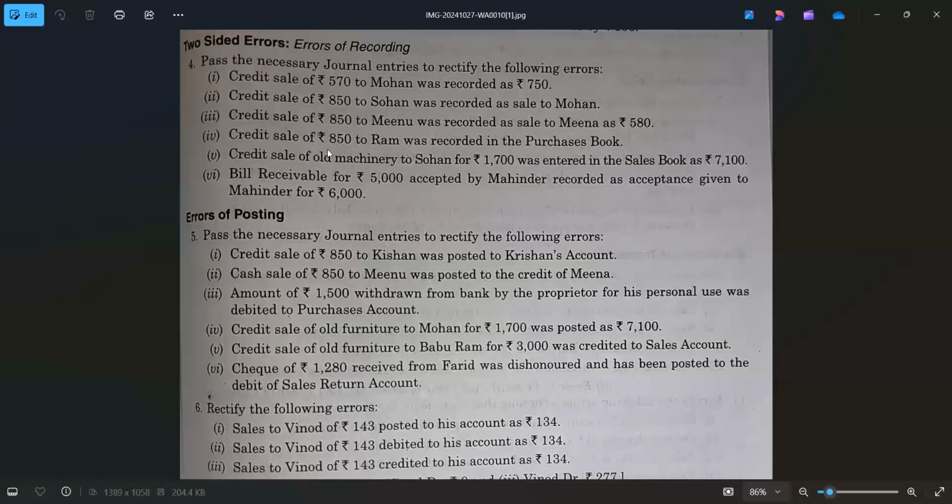Now the fourth one: credit sale of 850 to Ram was recorded in the purchase book. The problem is that credit sale of 850 to Ram was recorded in the purchase book. The journal entry is not incorrect, but instead of the sales account or sales book, we have recorded it in the purchase book. Okay.